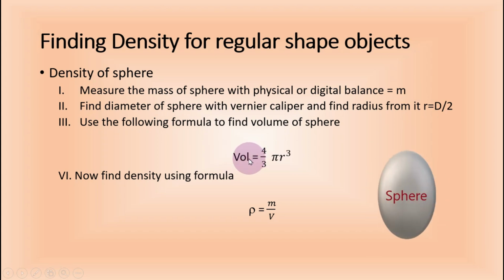And after calculating the volume, and we have already mass, which is calculated by using the digital balance, we use the formula of density, which is mass per unit volume, and in this way we find out the density of sphere. So we need two things, mass and volume.